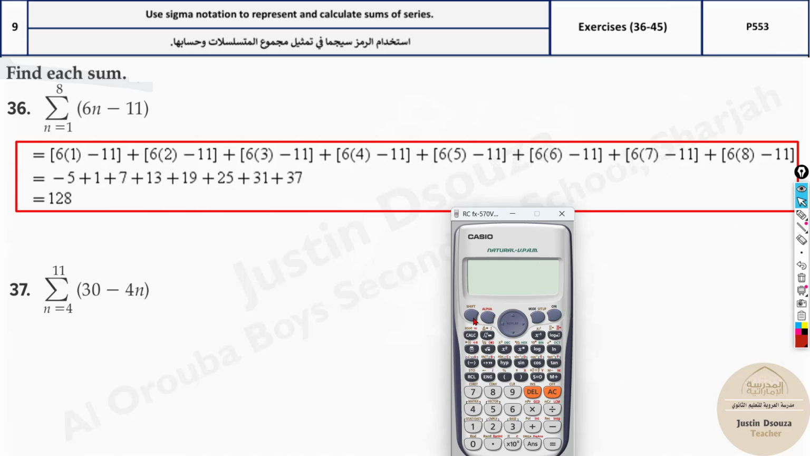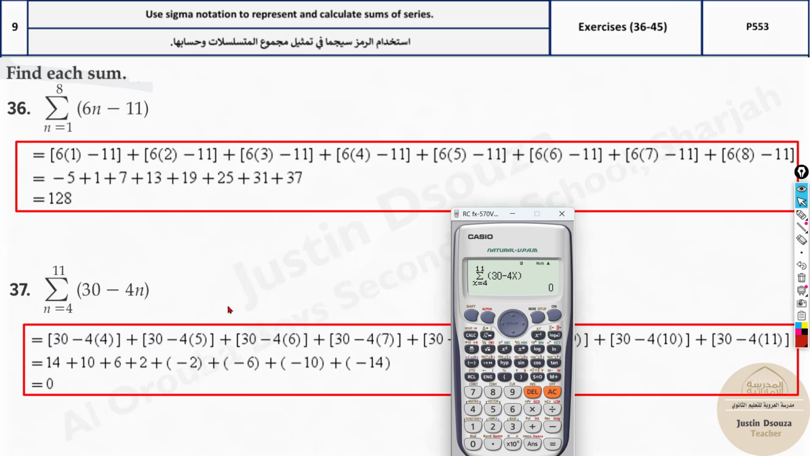Let's do it again. Shift this log symbol over here and type 30 minus 4. Instead of n you put alpha and x, and then x starts from 4 and it ends at 11, and that's the answer. It's 0. So that's the answer.